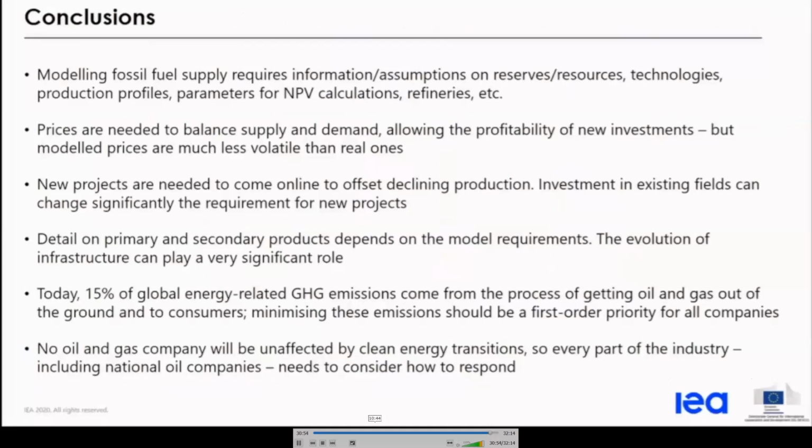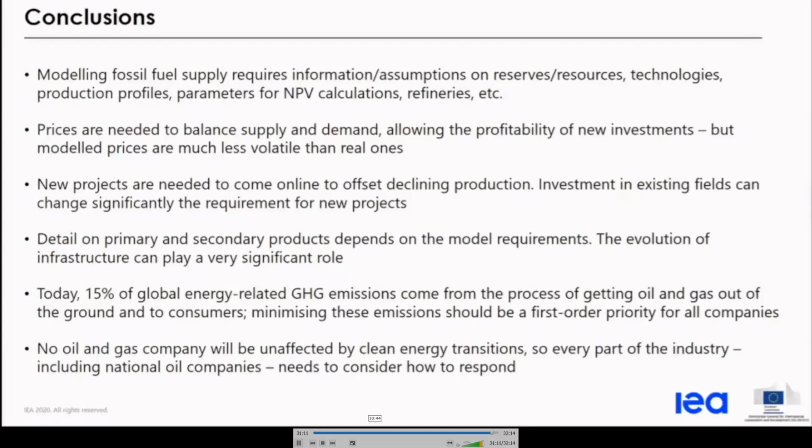Prices are needed to balance supply and demand and help to ensure that new investment is pulled into the sector. But as we model the prices, we need an iterative approach, and real pricing may be much more volatile than the ones that we project and use in our modeling.